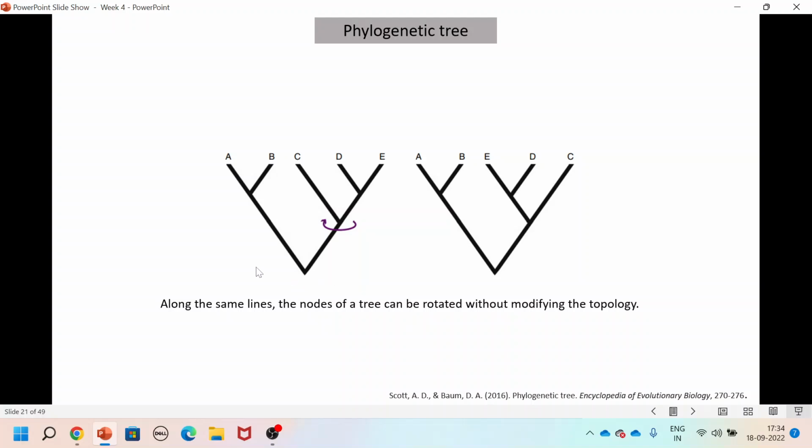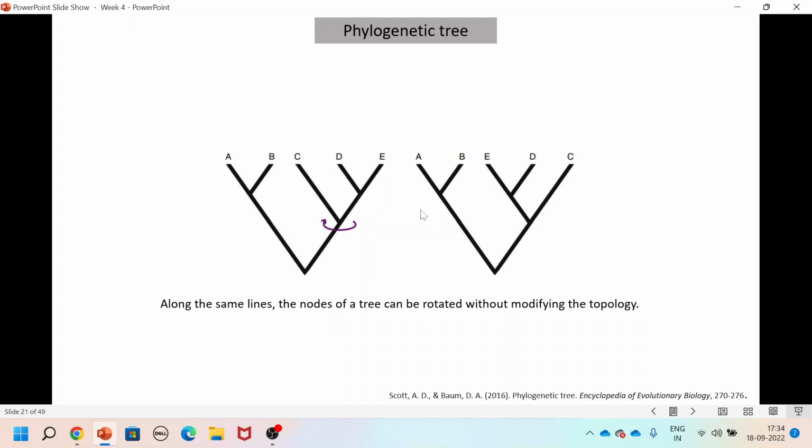The next thing is along the same lines: can the nodes of the tree be rotated? The answer is that they can be rotated without modifying the topology. We will see whether the clades which are formed are identical or not. We have rotated this right hand side arm of this phylogenetic tree, but we can also observe that the clades formed are the same: A and B is one clade, C, D, E is one clade, D and E is one clade.